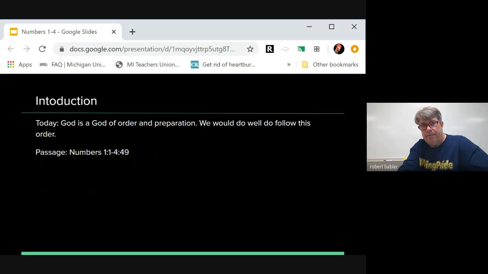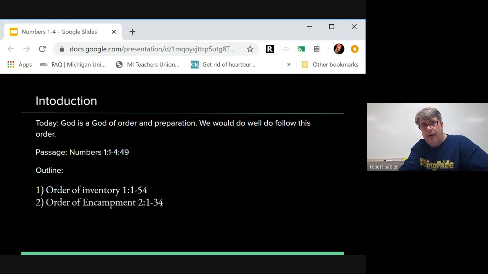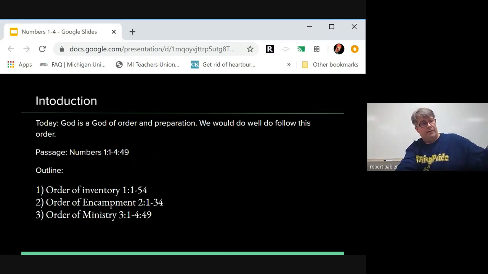Secondly, we're going to take a look at Numbers 1 through 4, and we already took a look at chapter 1. The outline was order of inventory, which was chapter 1, followed by order of encampment, which is chapter 2, and that's what we're going to look at today. And 3, order of ministry, which is chapter 3 and 4, basically.